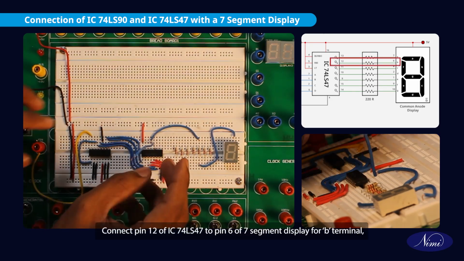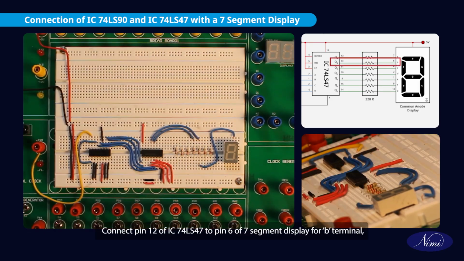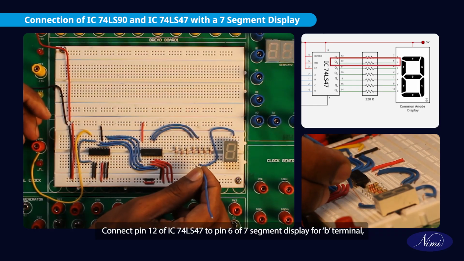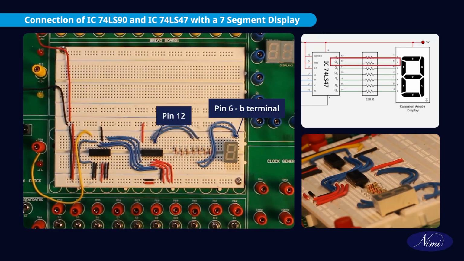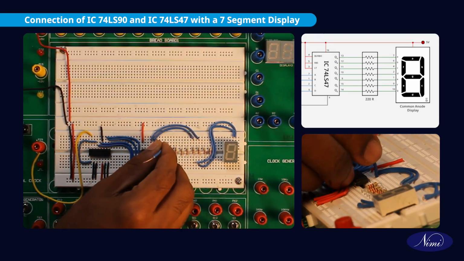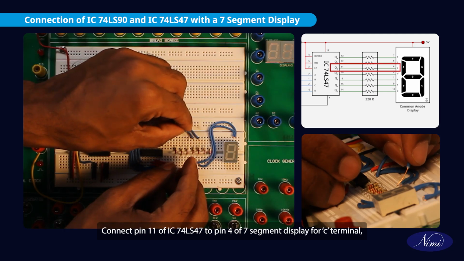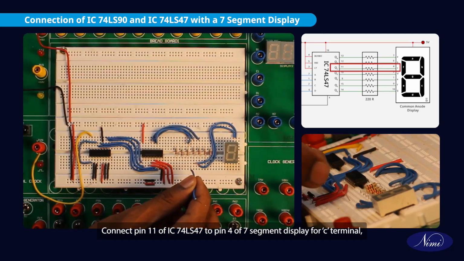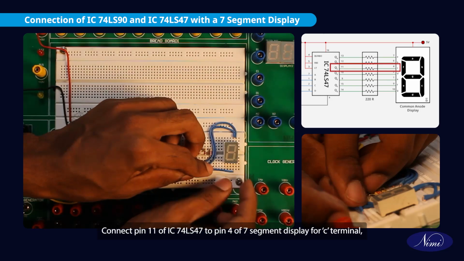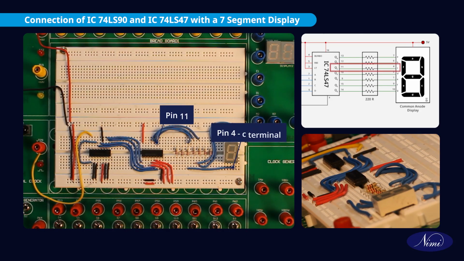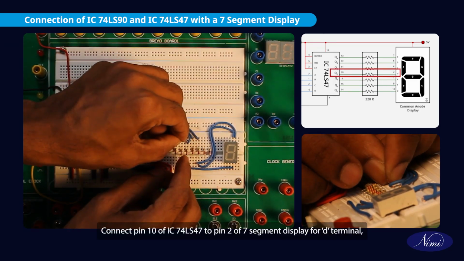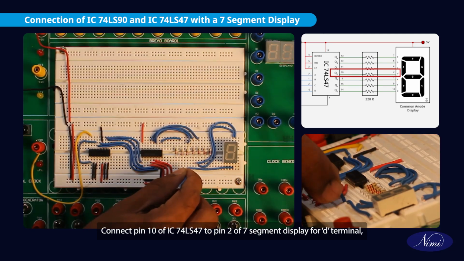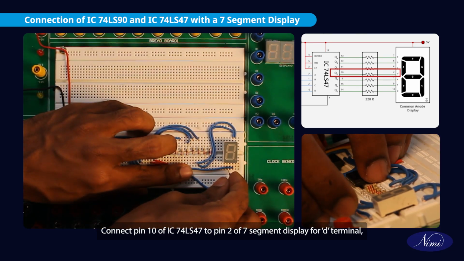Connect pin 12 of IC74LS47 to pin 6 of 7-segment display for B terminal. Connect pin 11 of IC74LS47 to pin 4 of 7-segment display for C terminal. Connect pin 10 of IC74LS47 to pin 2 of 7-segment display for D terminal.